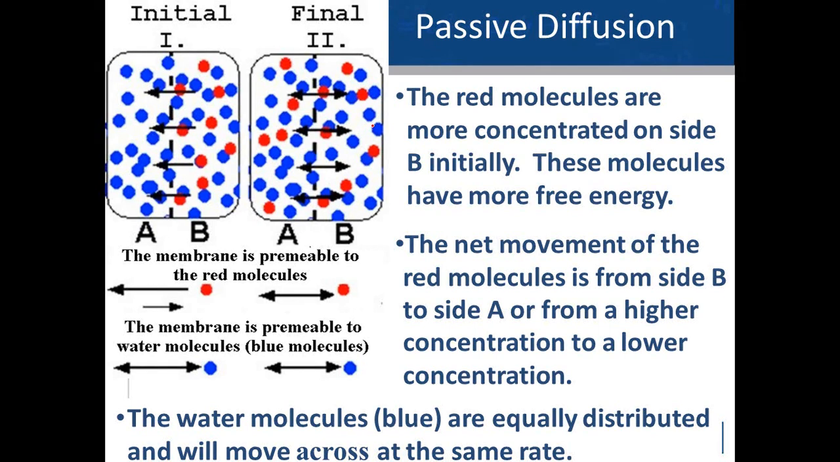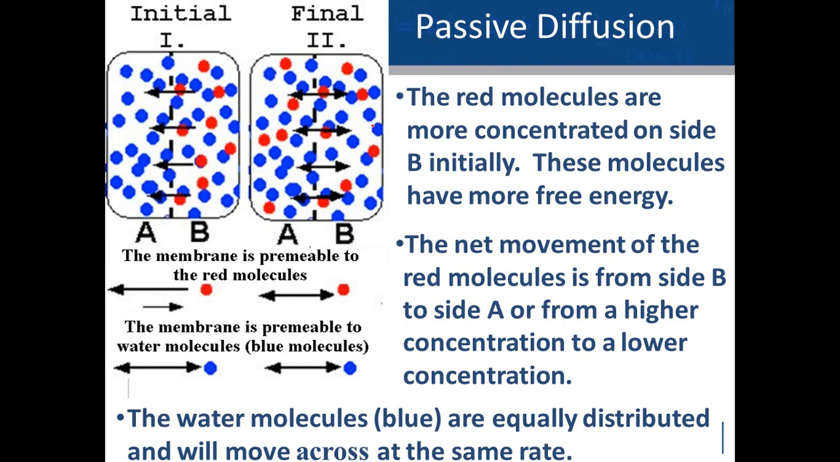And that's because on side B initially they are more concentrated. They are more organized. In other words, we can say that the molecules on side B have more free energy. The movement of the molecules is going to be from an area of higher concentration, side B, to an area of lower concentration on side A. Another way we could say this in terms of free energy, they're going to move from an area of higher free energy to an area of lower free energy.